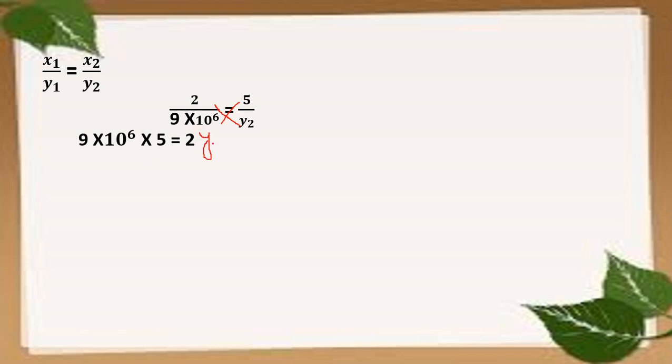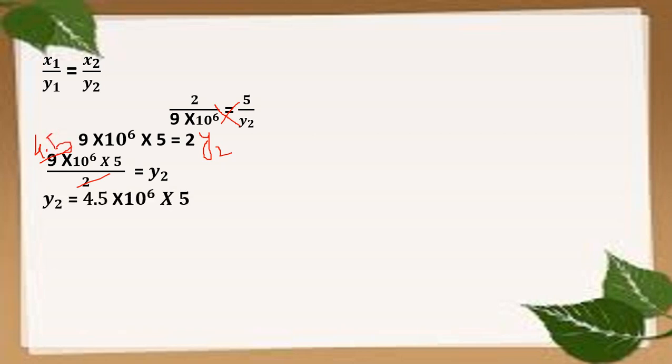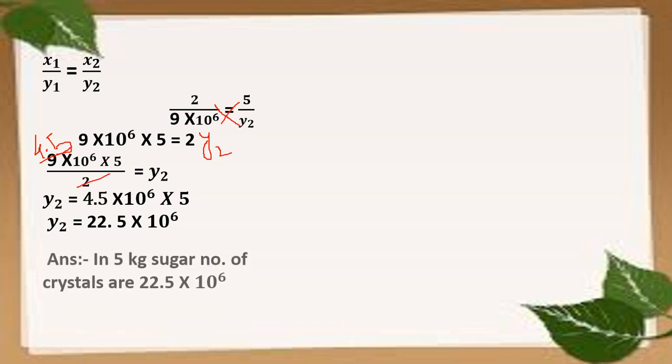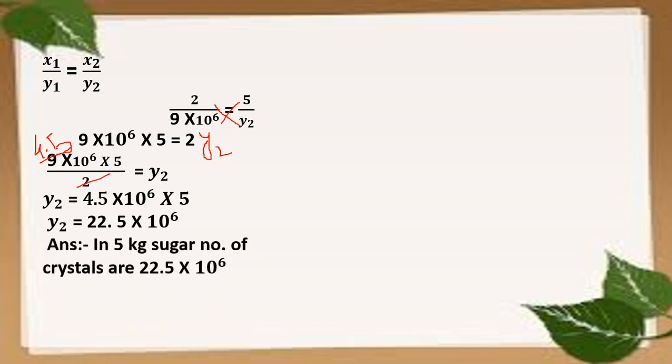So we get 9 into 10 raised to the power 6 into 5 is equal to 2 into y2. So here we get y2 is 9 into 10 raised to the power 6 into 5 upon 2. Now this 2 will divide this 9 4.5 times. So we get 4.5 into 10 raised to the power 6 into 5. Now 4.5 into 5 becomes 22.5. So here we can say that number of crystals is 22.5 into 10 raised to the power 6 in the 5 kg sugar.